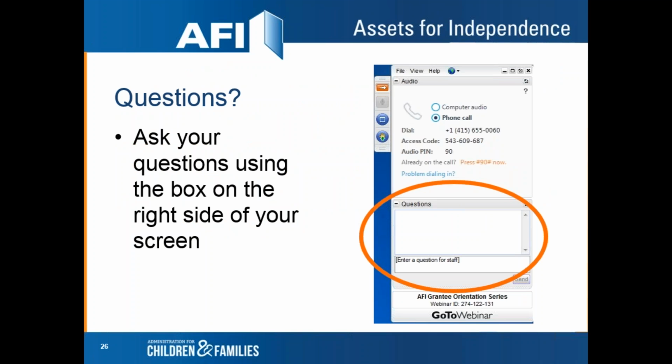So we know that's a lot of information, so we're going to break here to see if you have any questions. I'm sorry, before we move on to the asset purchase phase, to see if you have any questions around the savings and economic education phases. If you do, go ahead and type those questions right into the query box on your GoToWebinar interface.